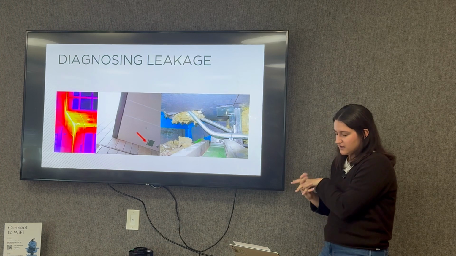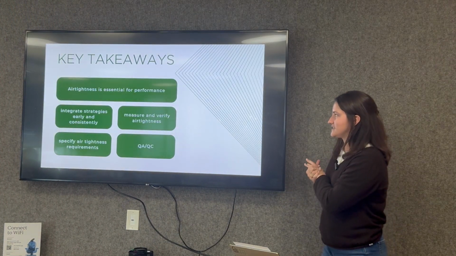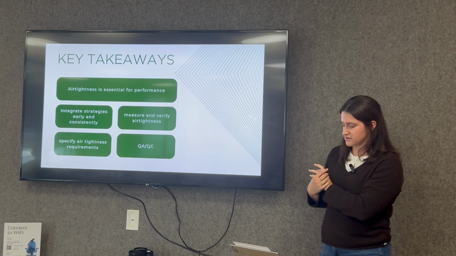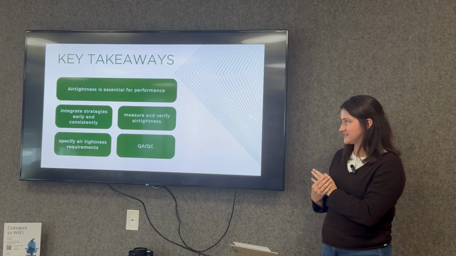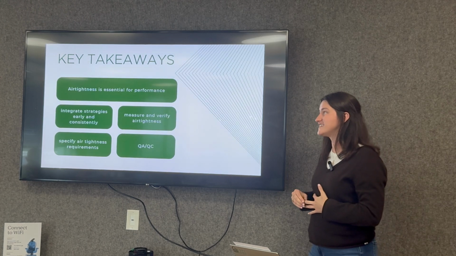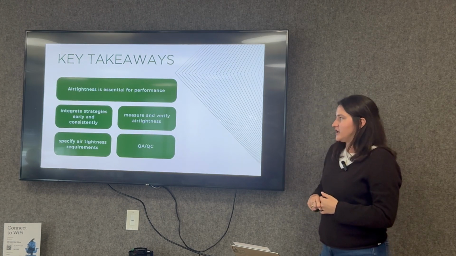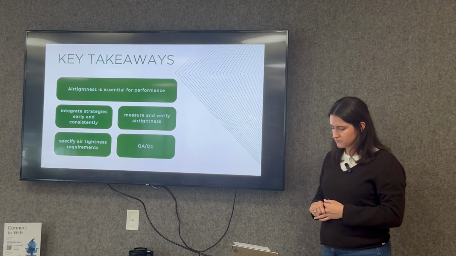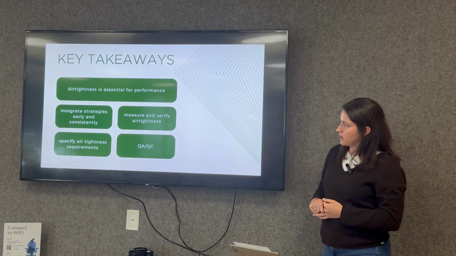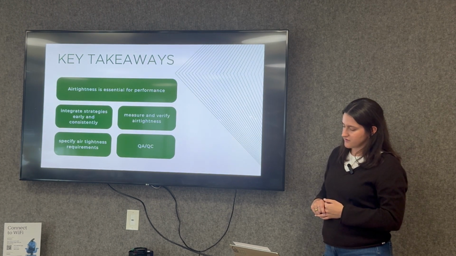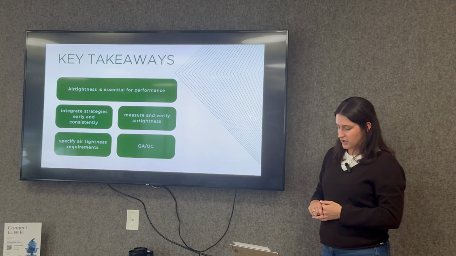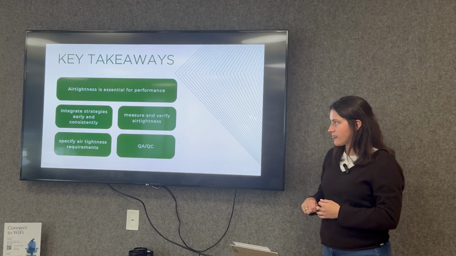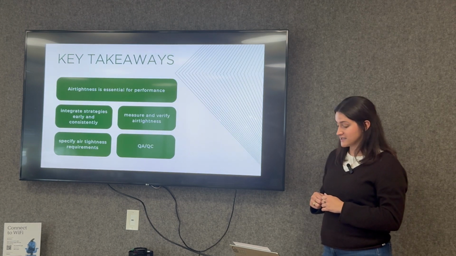So, to sum it all up, airtightness is critical for building performance. It has to be designed, built, and tested, for lack of better words, with intention. So we do that by integrating strategies early and consistently, requiring good quality assurance and quality control programs, and verifying the quality of construction. We can specify air tightness and measure building or individual component air leakiness to increase the overall quality and durability of our final construction product.